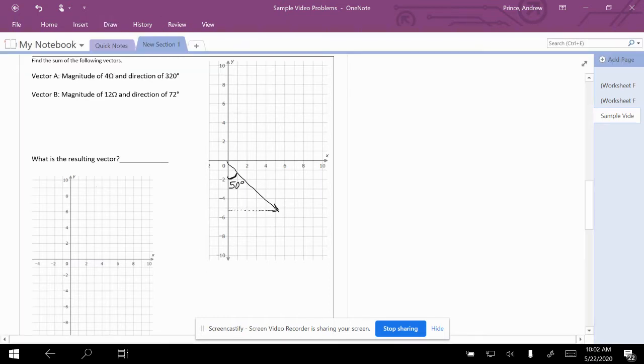Let's label that so we don't get mixed up. We've got vector A, and the other one is going to be vector B, which is going to be 72 degrees up in this direction. It's a direction of 72 degrees from the positive x-axis up to this vector. That's vector B. The magnitude of vector B is 12, and the magnitude of vector A is 4. In my triangles, those are going to be the hypotenuse for both of the trig functions I'm going to process.